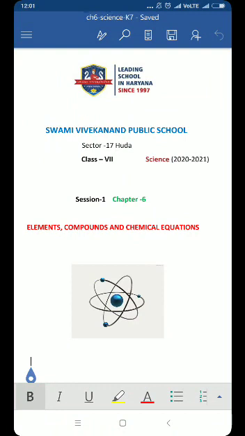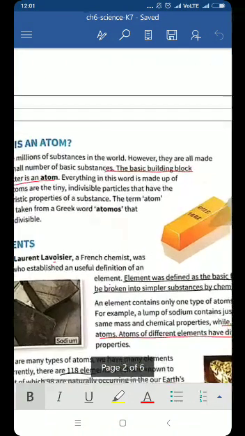In our session 1, we're going to start with chapter 6, elements, compounds and chemical equations.